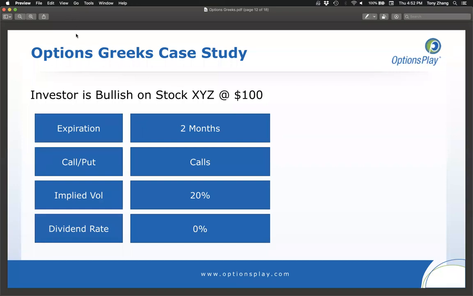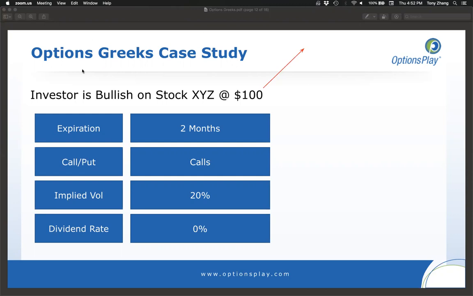So an investor is interested in stock XYZ at $100. In this particular case, this investor is bullish, so this person is going to look at buying 2-month call options. Current implied volatility is 20%. Let's assume that this stock pays a 0% dividend yield. So this is just a straight bullish stock that you're bullish on, and you're buying some call options on it. You think it's going to move higher. So let's take a look at buying various call options and see how this performs.